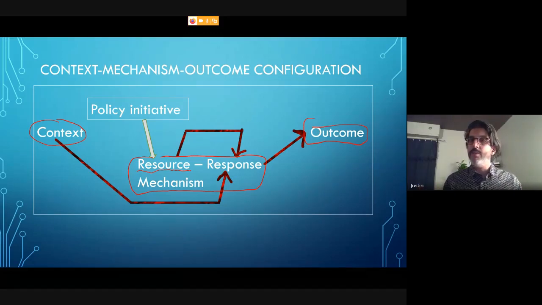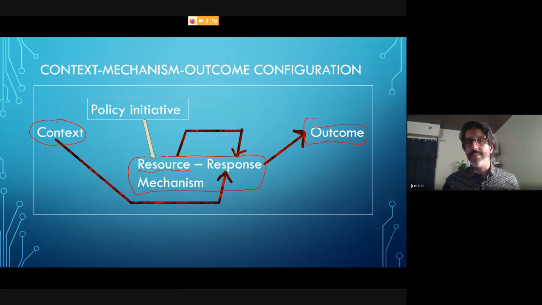And using this, we can then see where something went wrong, or if it fails, why did it fail? Is it because the resource is not sound? It's just not a good resource, or is it because there is too much hardship in the context? Or sometimes outcomes are not clearly conceptualized either. So there are so many things that can be revealed through a realist project.